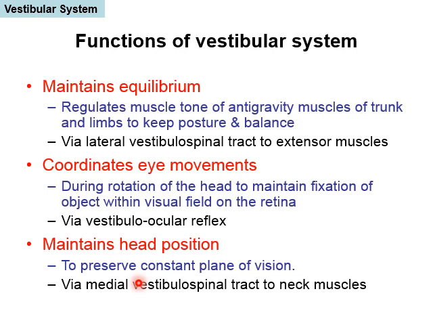The gaze or the vision is stable, and this is done by the medial vestibulospinal tract that reaches to the neck muscles. So actually the neck muscles contract so that you keep the head stable, and the vision, what you are seeing, will be stable whether you are moving from side to side or up to down. So it maintains the head position.